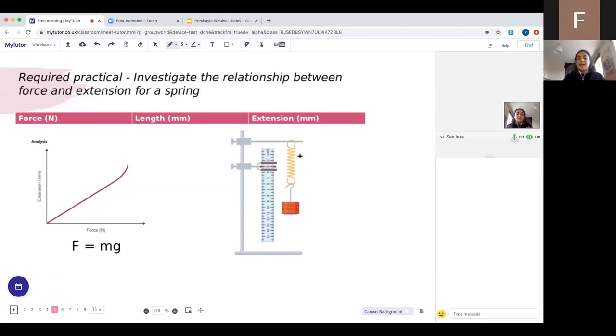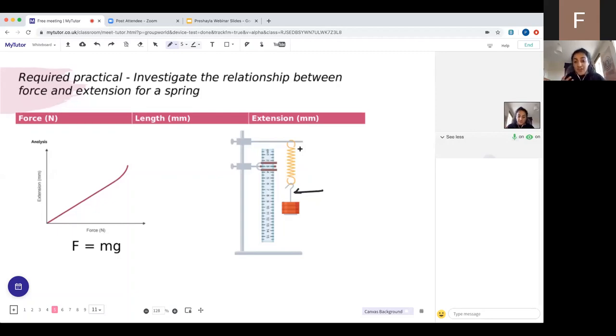You're going to have a clamp stand with 2 clamps. On one of the clamps, you're going to hang your spring that you're investigating and your slotted mass carrier, which is this thing here. You're also going to put a ruler to the left-hand side of it, making sure that the 0 matches up the top of the spring. The ruler is there so that we can measure the length at each addition of mass.